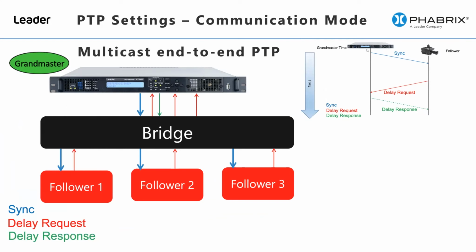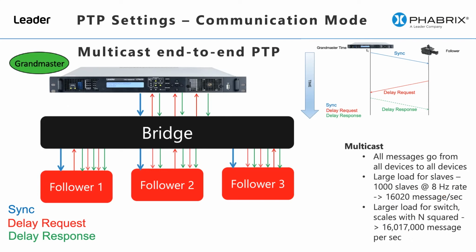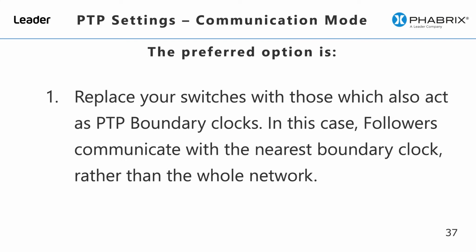Notice that each follower receives not only the delay response to its delay request message, but also the delay request and delay response for all other ports. So all messages go from all devices to all devices. However, in a large network with, for example, 1,000 followers, then nearly all of the messages received at the follower ports are intended for another node on the network. So what can we do about this?